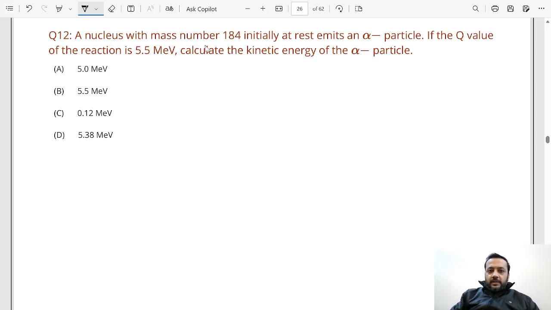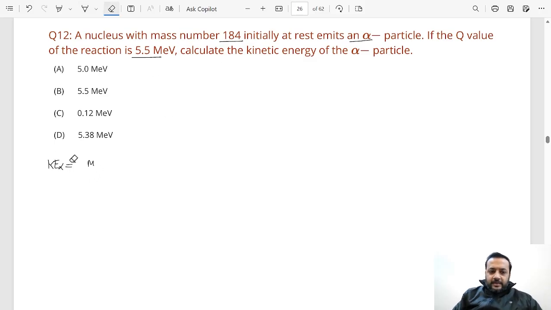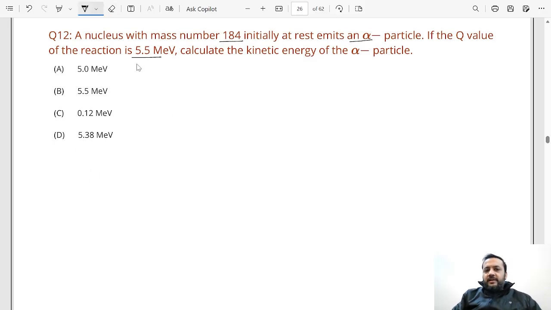All right, here there's a nucleus of mass 184 which initially emits an alpha particle. If the Q value of the reaction is 5.5 MeV, then we have to calculate the kinetic energy of the alpha particle. Now look, this is a standard formula-based question. The kinetic energy of the alpha particle can be directly written in terms of the mass of the nucleus which has been released. Let me first show you what is happening, and then I will tell you the formula. I'll also do this fundamentally, don't worry.